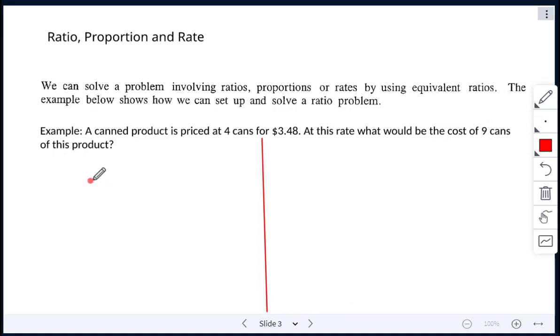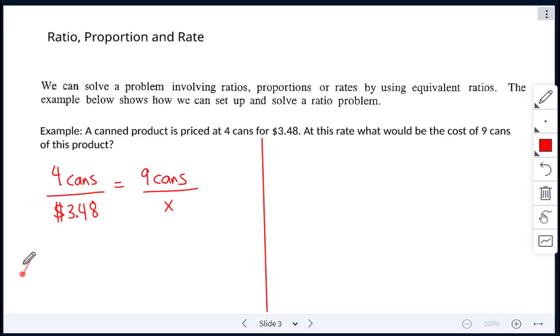The first method you can use is, it's 4 cans and it's $3.48. So 4 cans cost $3.48. Then you're going to do the same thing on this side because we're trying to figure out the cost for 9 cans. So we put 9 cans is equal to, and that's what we need to find out. I'm always just going to put X there because that's what we're trying to find out.